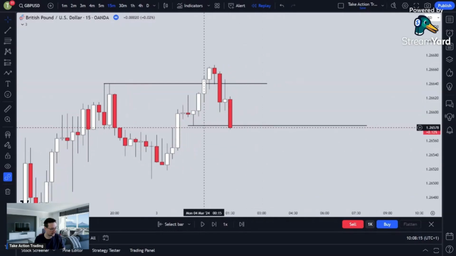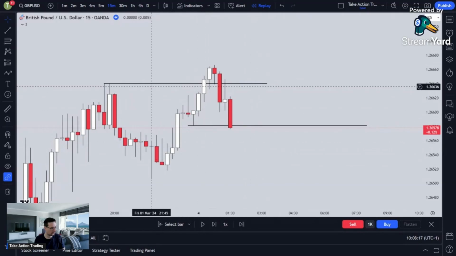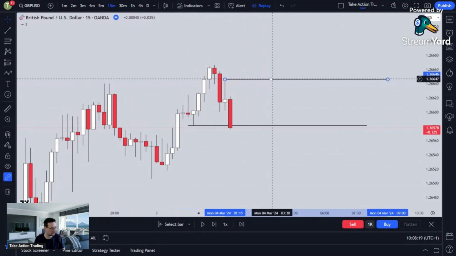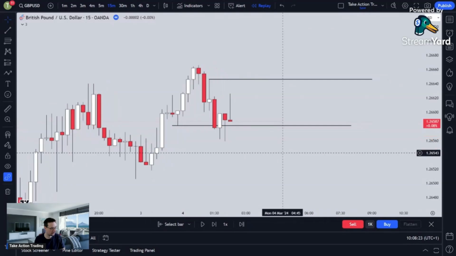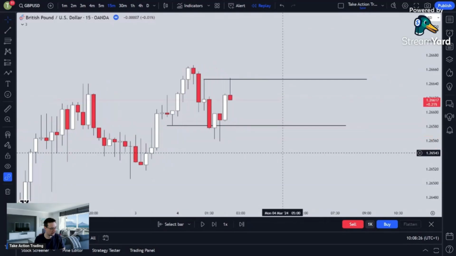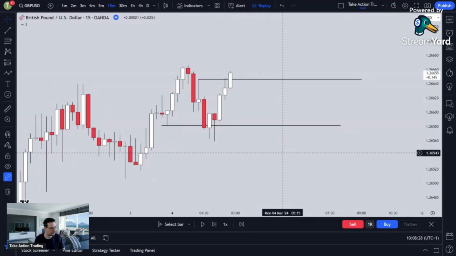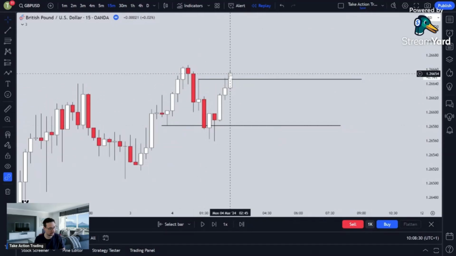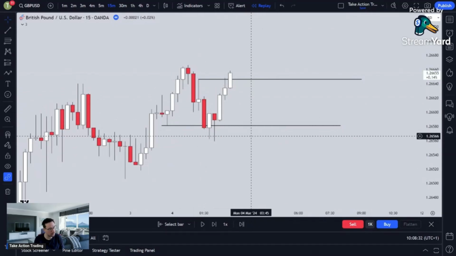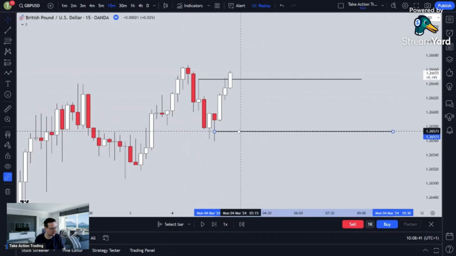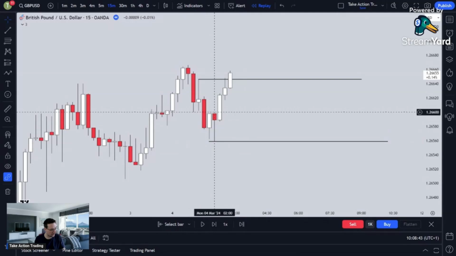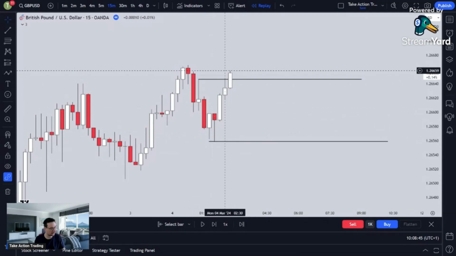And now sellers have taken control of price. So now this level goes on the high of the last bullish candle. Yep. And buyers have now taken back control of price. And this is what you get when you trade lower time frames. You get this constant chop and change of buyers and sellers and buyers and sellers. So now we're going to put this level on here because this is the last bearish candle before we made a new high.